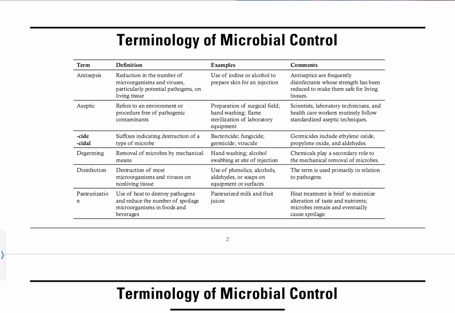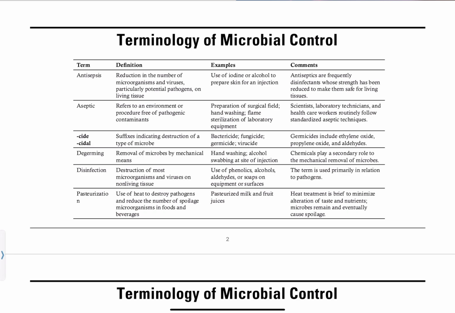These indicate the destruction of a specific type of microbe. Some examples include bactericide, which means that we're talking about destroying bacteria. Fungicides destroy fungi, and so on and so forth. We have virucides and germicides as well. Germicides can include chemicals like ethylene oxide, propylene oxide, and aldehydes, and these are usually used for high-level disinfection or sterilization processes. Okay, we also have degerming.